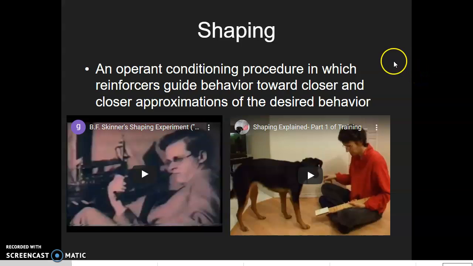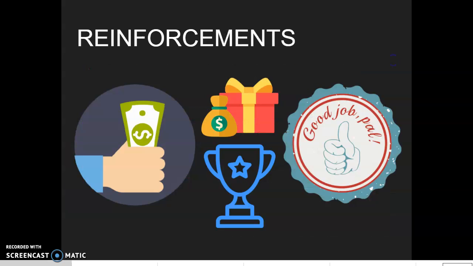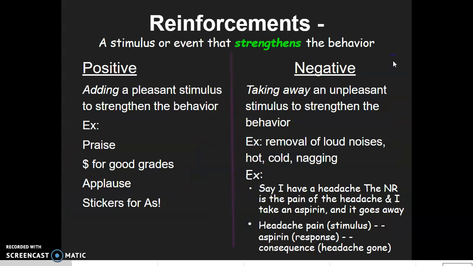You want to know what shaping is. That was probably the most missed question on the test for learning last year. All right, so let's talk about reinforcement. Reinforcement is any kind of stimulus that's going to strengthen a behavior. It's going to make it more likely for the behavior to be repeated.